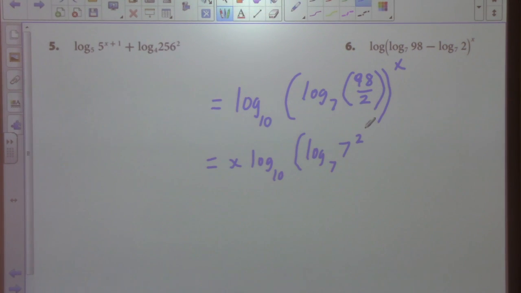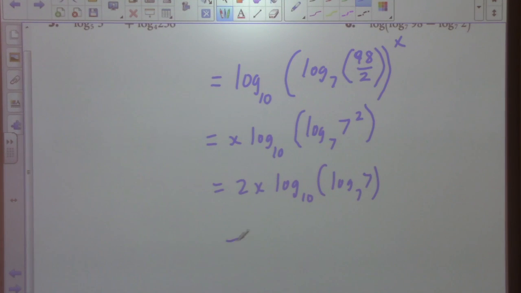So we have log base 7 of 7 squared. What do you do with this squared thing? Put it outside. Right over here. So it's going to equal 2x log base 10 of log base 7 of 7. What's log base 7 of 7? 1. So it would be 2x log 10.